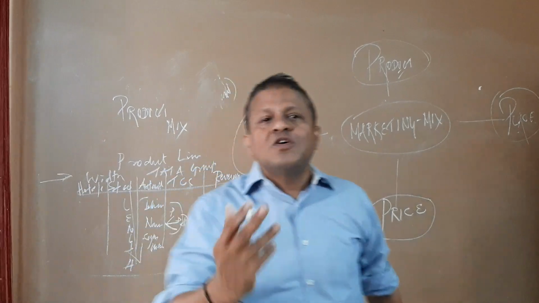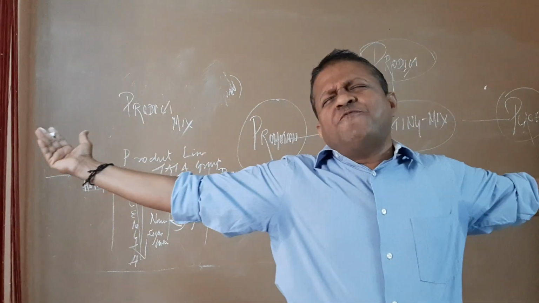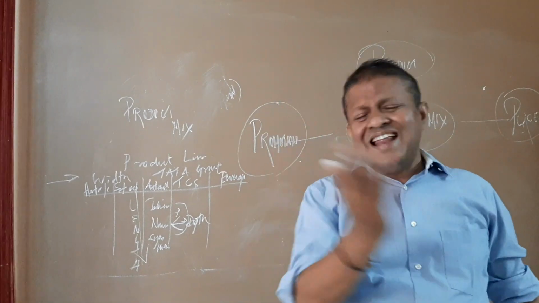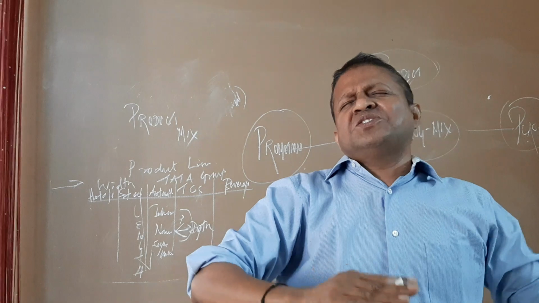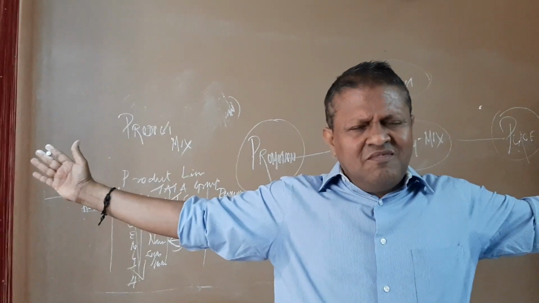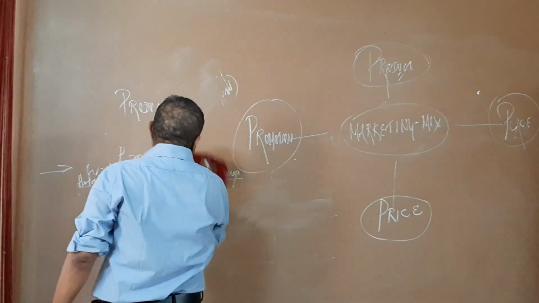Now all these together is called the product mix of a company. For a multiple product firm like Godrej, L&T, Reliance, Adani, the product mix is very large. Okay, but for small companies, the product mix may not be that big.